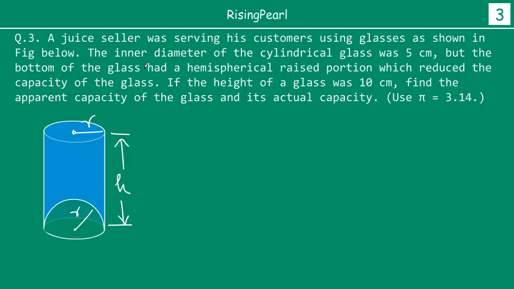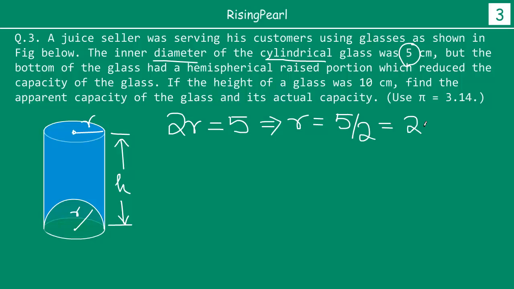So let's see. The inner diameter is 5. So let's write it here. 2R is equal to 5 because the diameter of the cylindrical glass is 5. So 2R equals 5. If R is the radius, 2R is the diameter. So from here we get R is equal to 5 by 2, or simply 2.5. So the radius is 2.5.